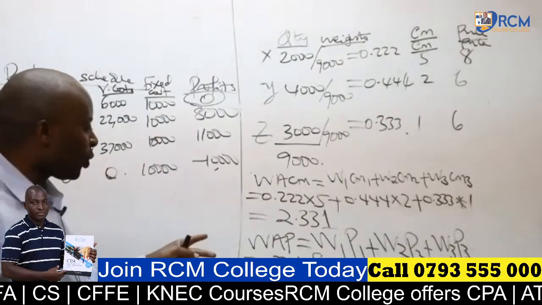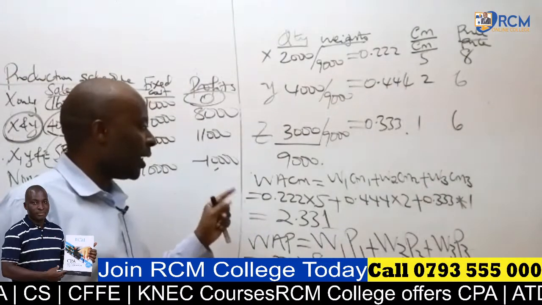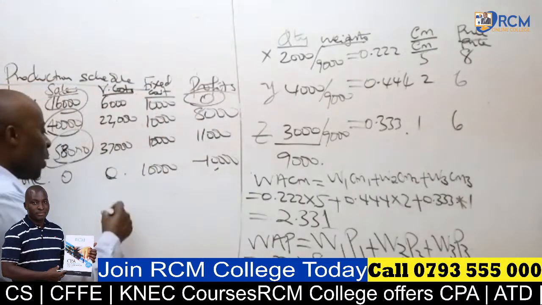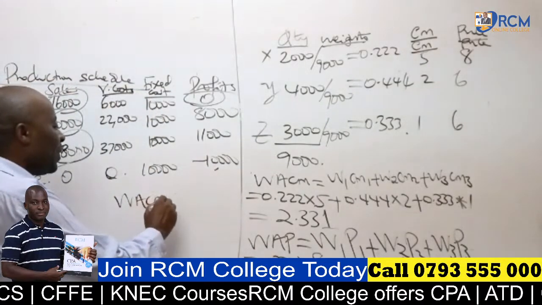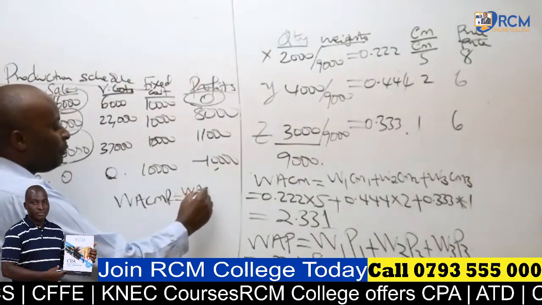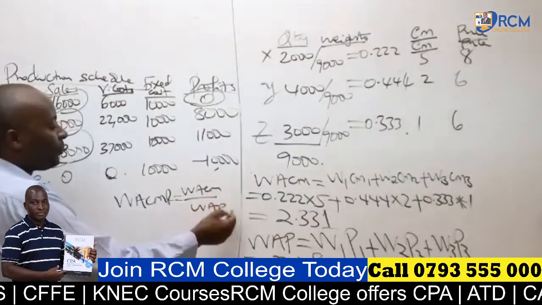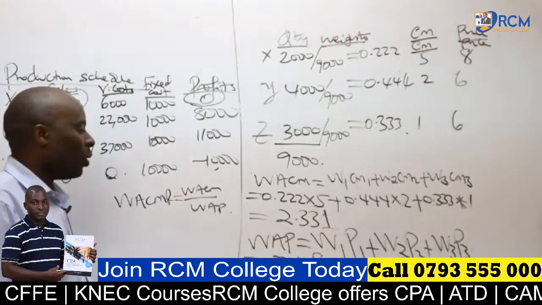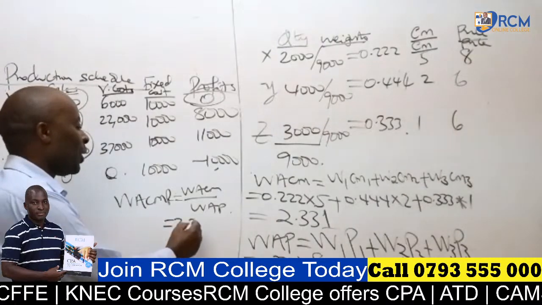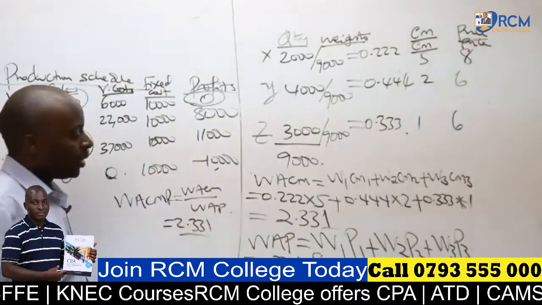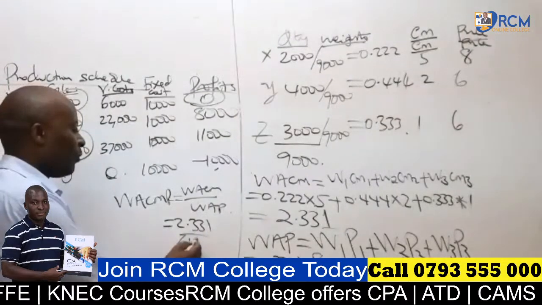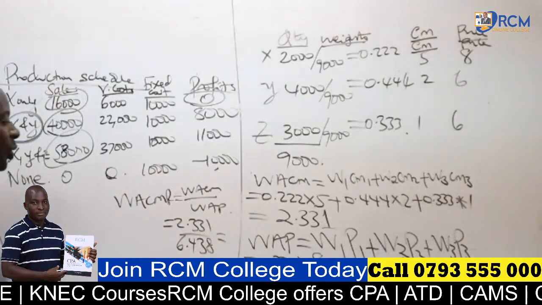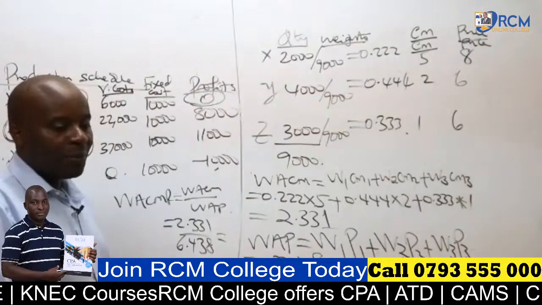And of course, the 2 children will now get us to their mother, which is WACMR, which is Wacom all over WAP. Wacom all over what here, somebody? WAP. So the Wacom that we have here is 2.331, all over the WAP, which is 6.438. I would expect 3 decimal places here for my Wacomri.